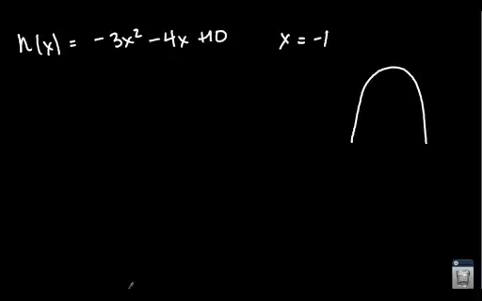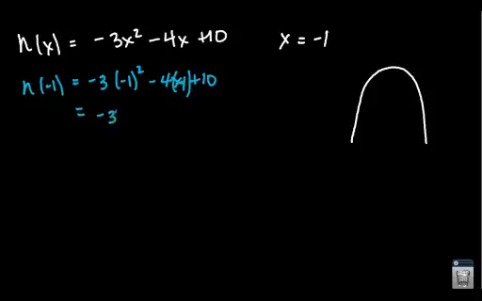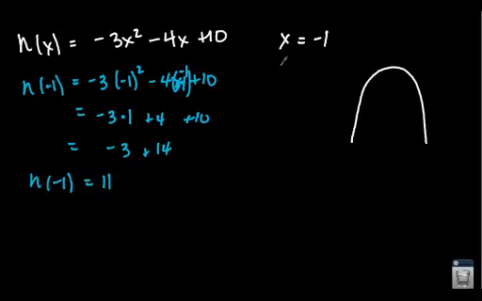So first of all, I need to find the y-coordinate associated with that x value. So I'm just going to substitute negative 1 in everywhere I see x. Oops, I should have put negative 1 here. As a reminder, order of operations says I have to deal with the exponents first. So negative 1 quantity squared is positive 1. Negative 4 times negative 1 is positive 4, plus 10. Negative 1 plus 4 plus 10 is 13. So n of negative 1 equals 13. So when x equals negative 1, y is 13.